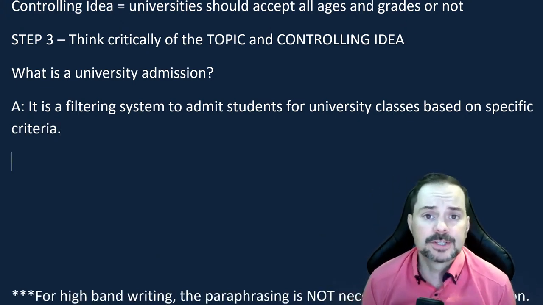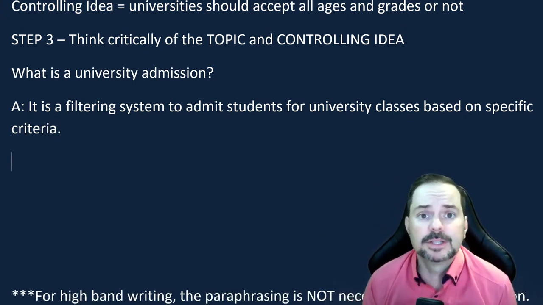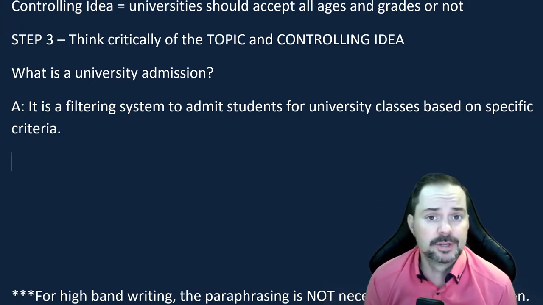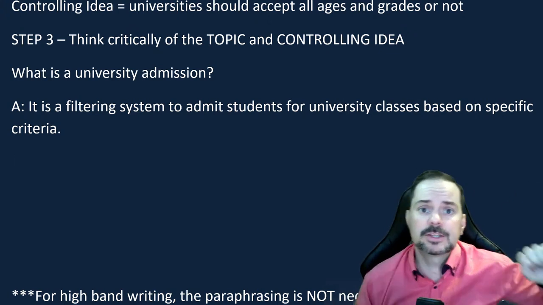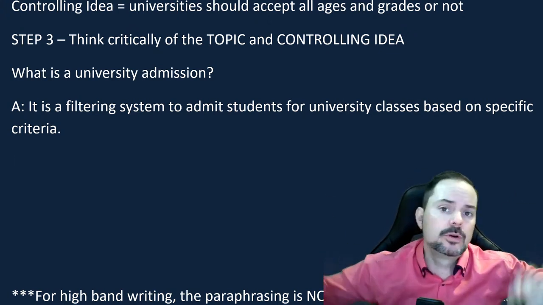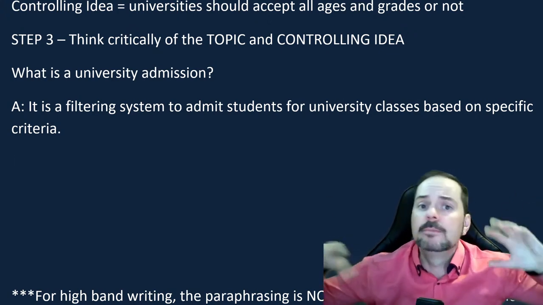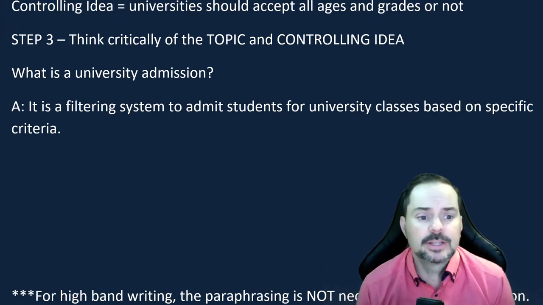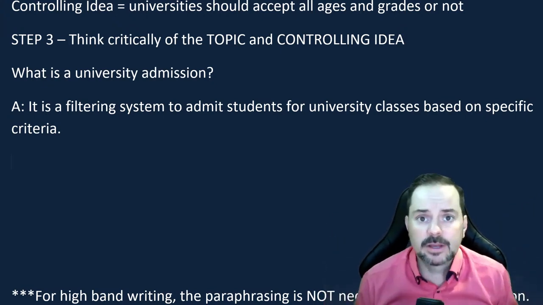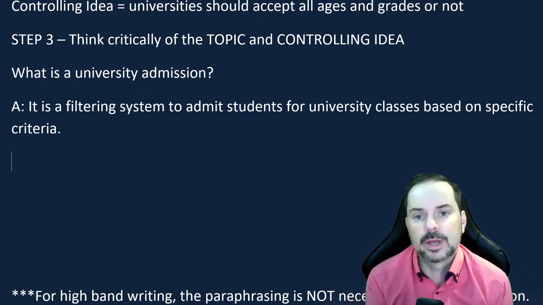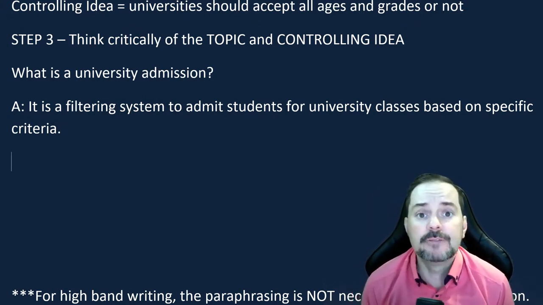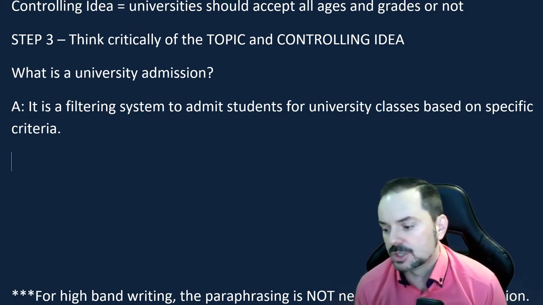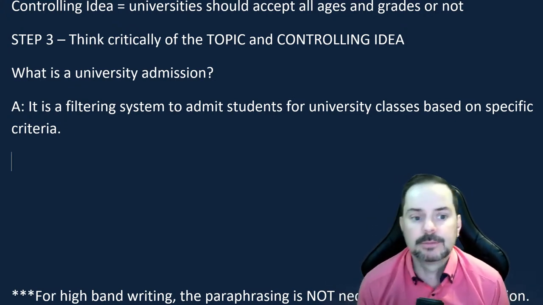It's a filtering system, right? So it's basically designed to filter. Would everybody agree with me? University admissions is a filtering system. Yes, no, yes, yes, no, no, yes, yes, yes, no, no, based on certain criteria, right? So based on specific expectations, right? Lots of different ways to say that. So it's a filtering system. University admissions is a filtering system.